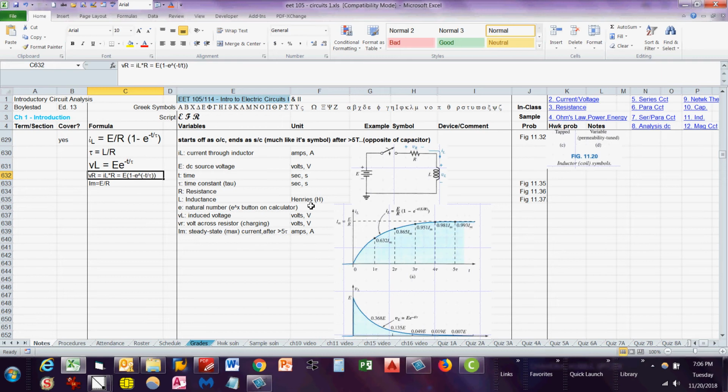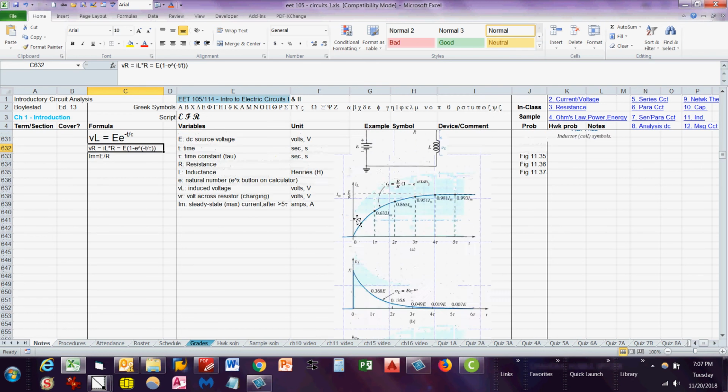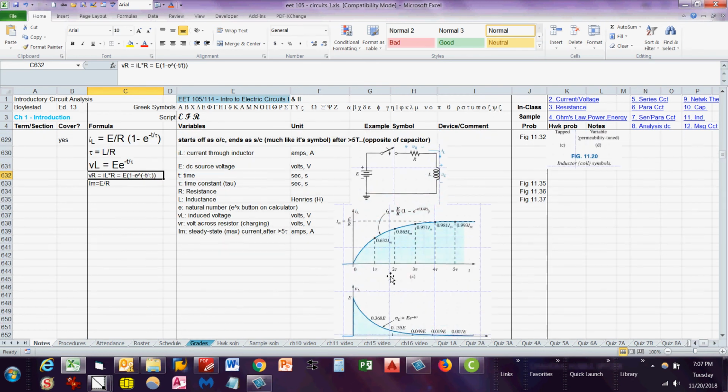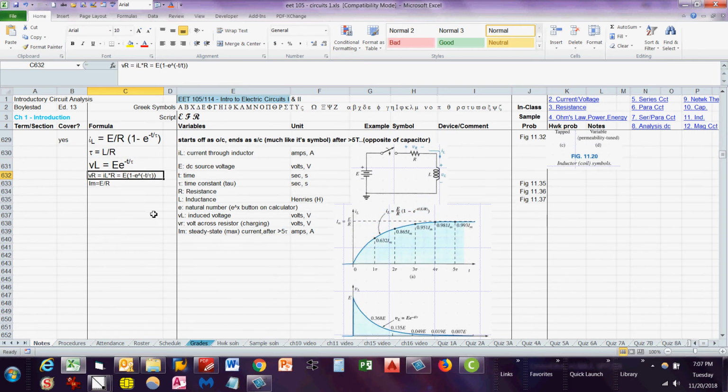L is inductance in henries, and time is in seconds. Time constant's also in seconds. So you can see the voltage here starts off as an open circuit, so it starts off as E because there is no current that has flowed yet, so it's in parallel. Basically, this resistor is not there because there's no current. It has no voltage drop, so V sub L starts off at E and it decays down to 0 after 5 tau per this formula right here.